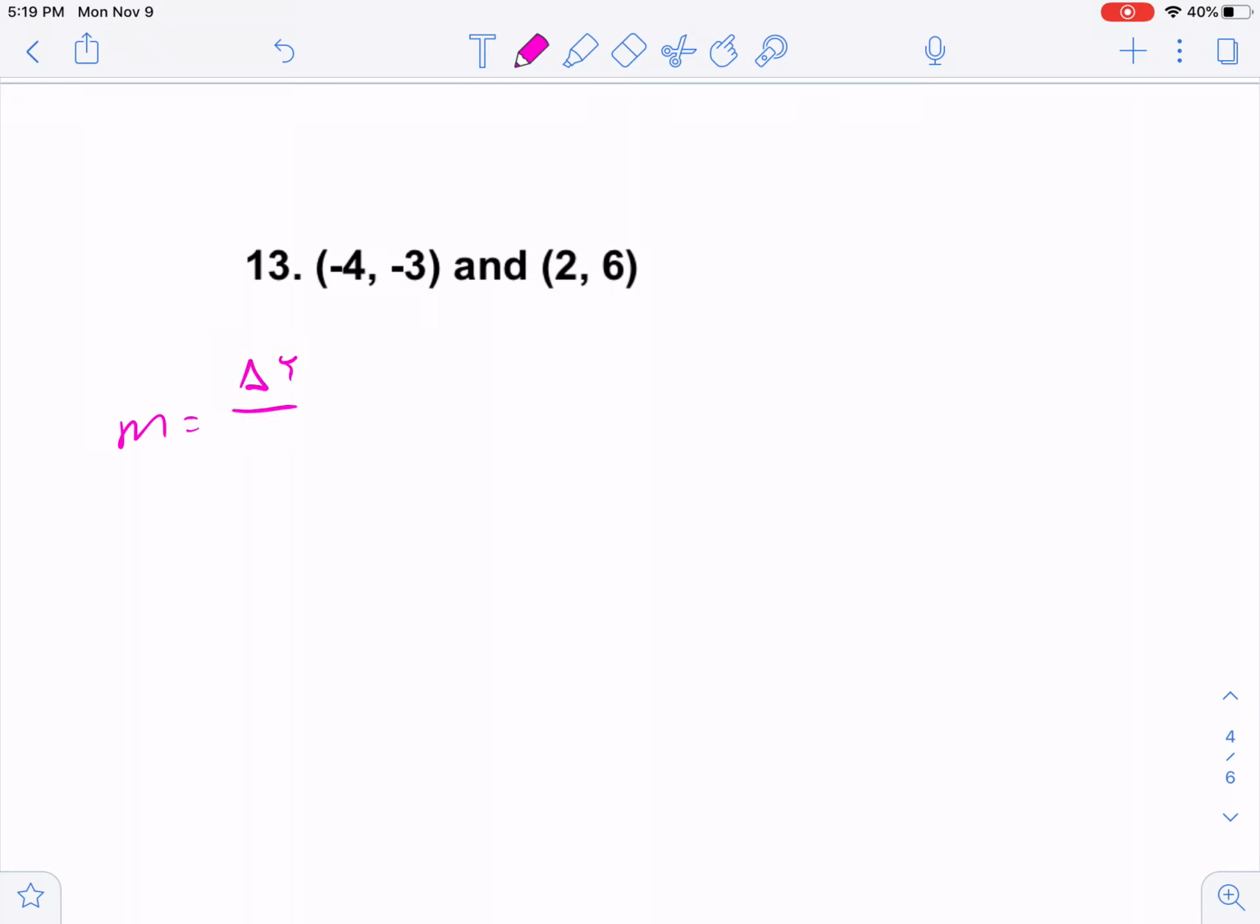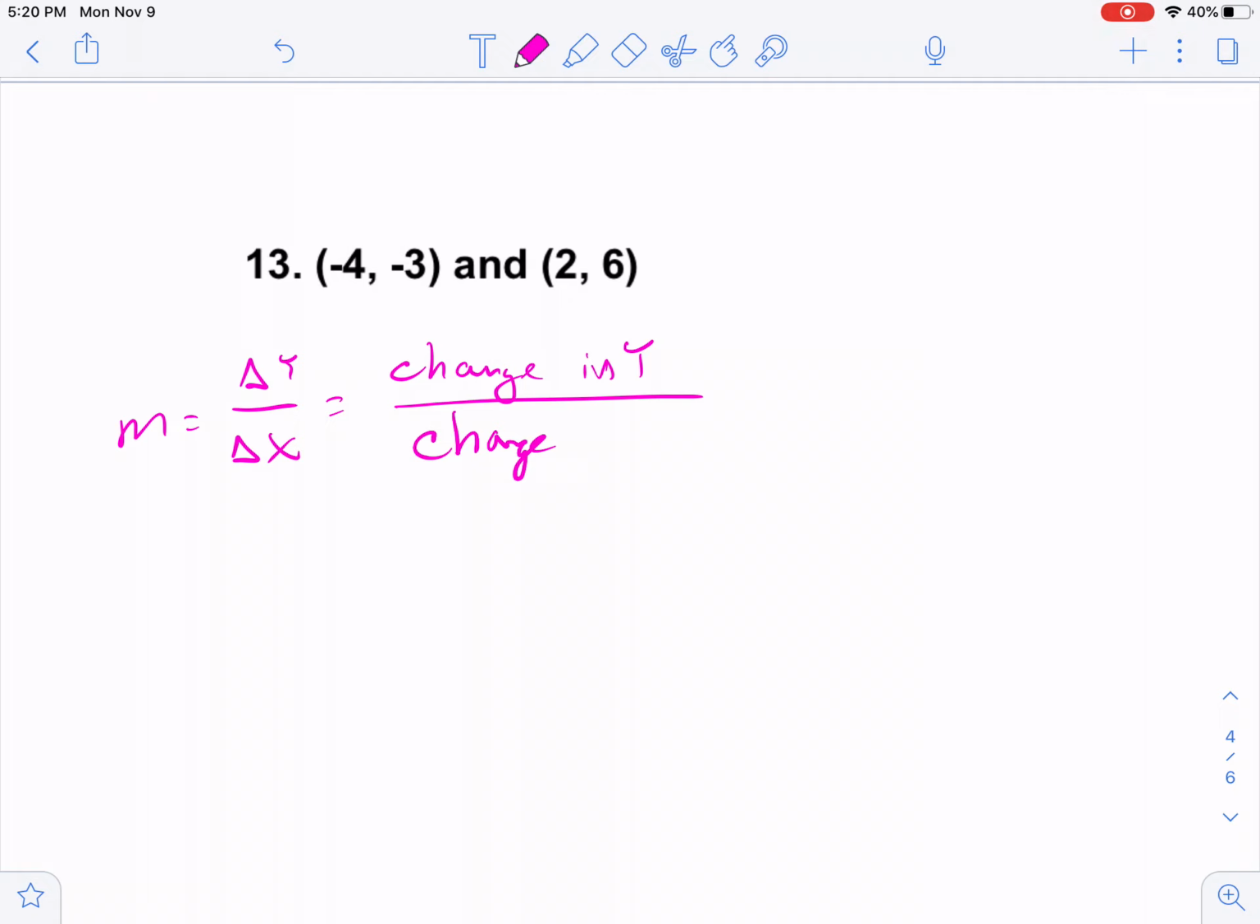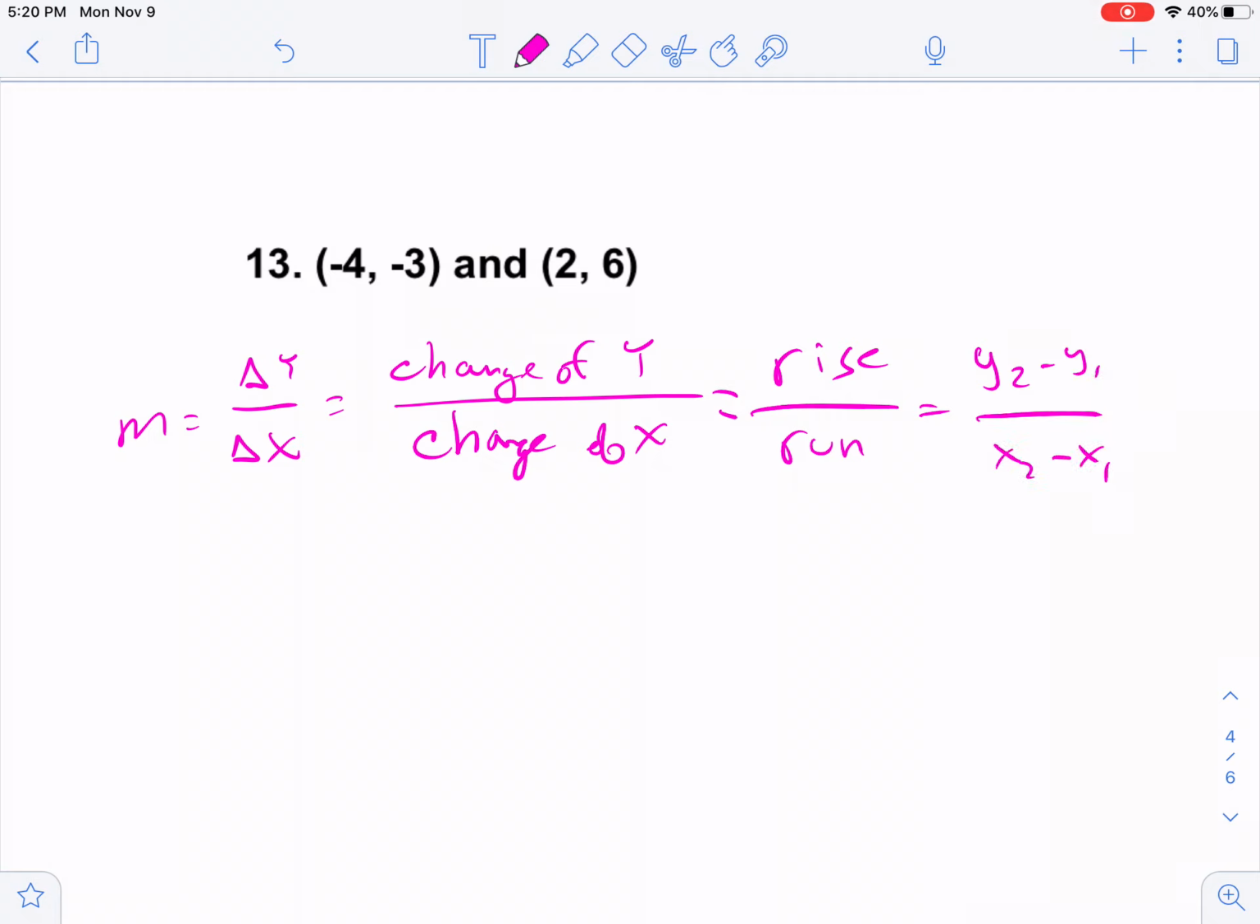It's change in y over change in x. Or rise over run. There are so many ways to say it. I'm going to ask my math department tomorrow. Anyway. Oh, or y2 minus y1 over x2 minus x1.